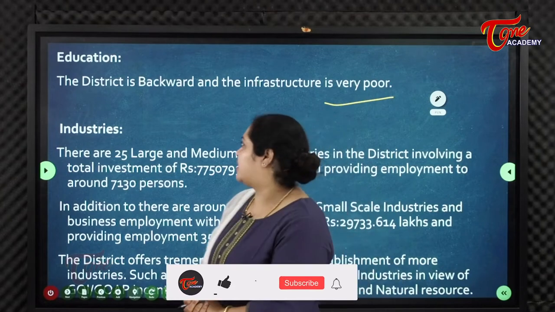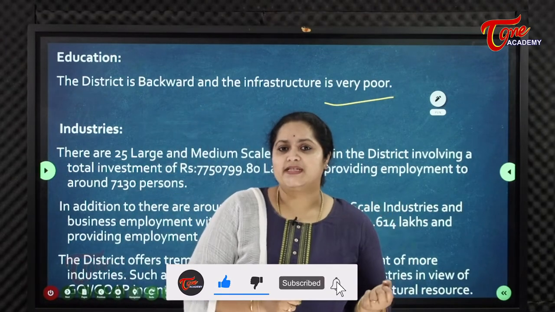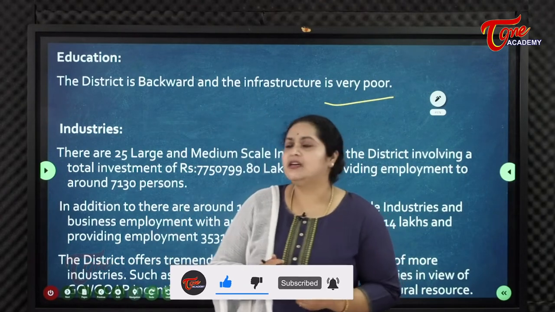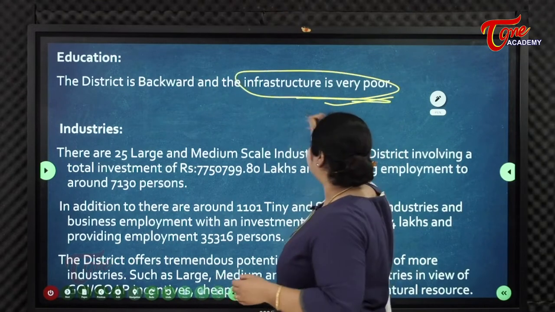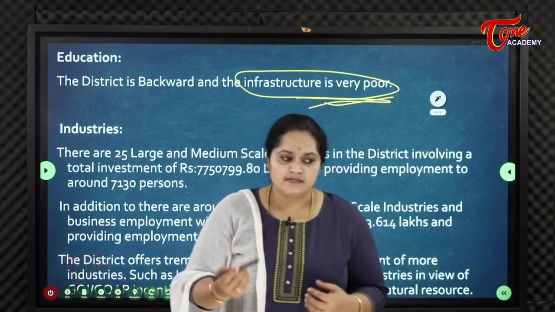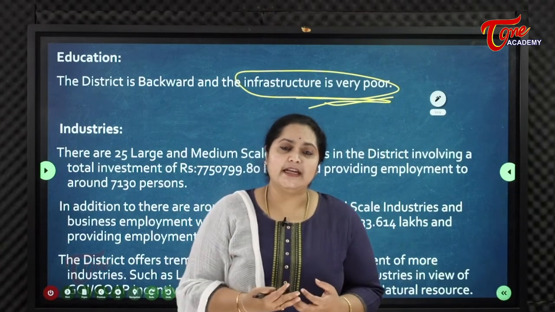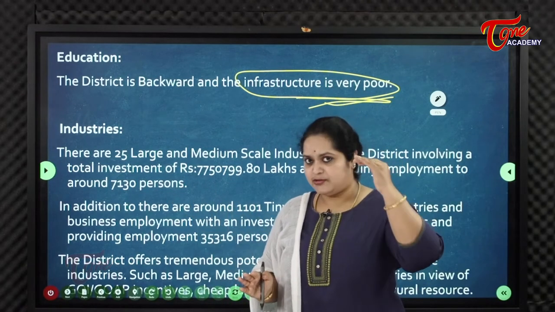Next, coming to education. Srikakulam district is a backward district when it comes to education. It has very poor infrastructure, with issues in schools, dropouts, or joinings. So it is a backward district when coming to education.